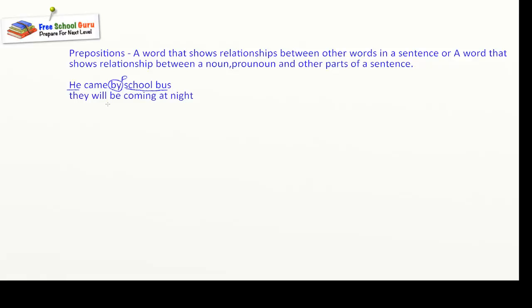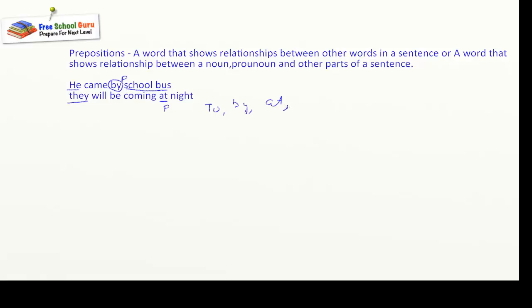Okay. Let's try to understand with the help of the next example. They will be coming at night. So let's identify the noun or pronoun. They is a pronoun. Will be coming at night. So what word is joining the sentence? At. At becomes your preposition. So there could be simple examples like to, by, at, right? These are all examples of prepositions.